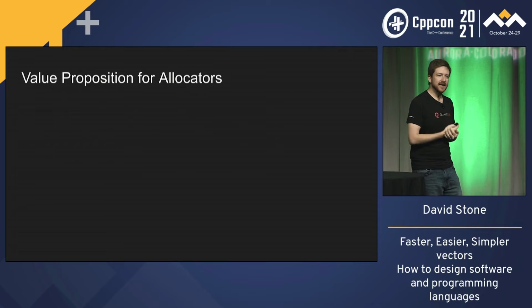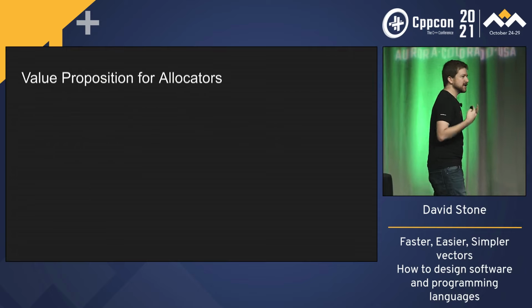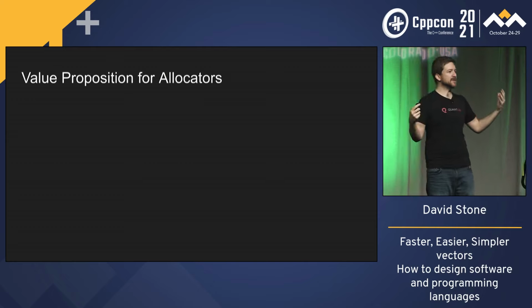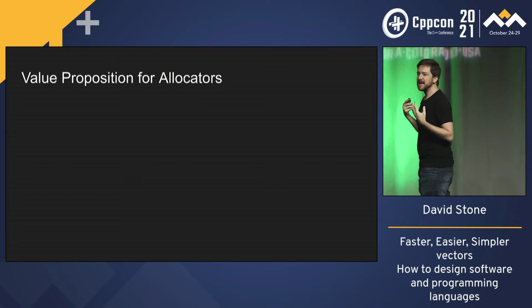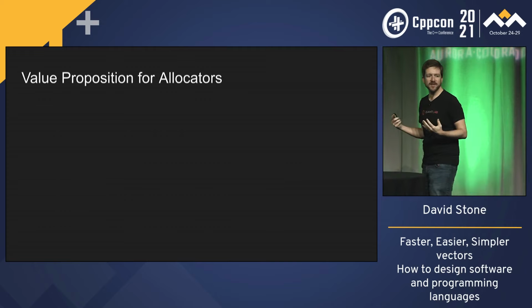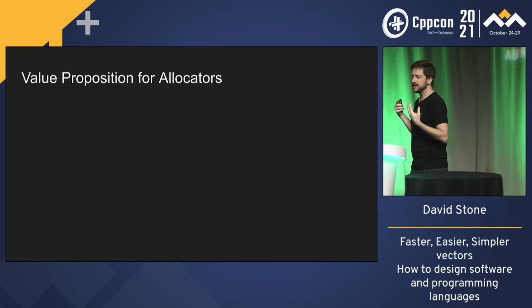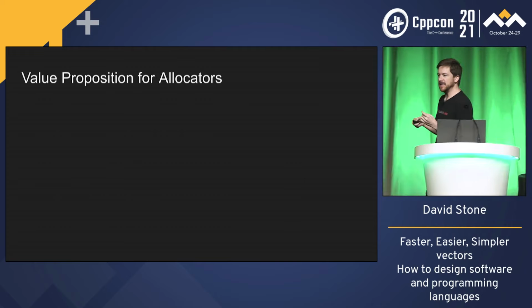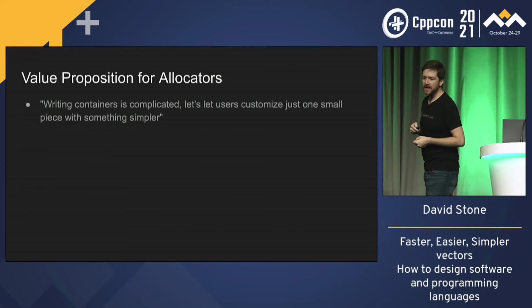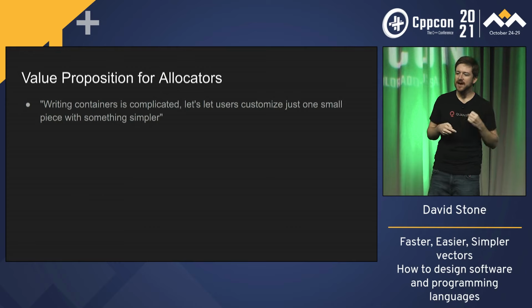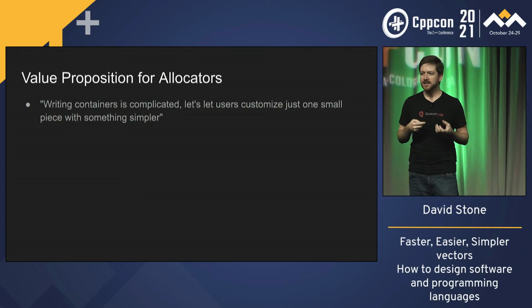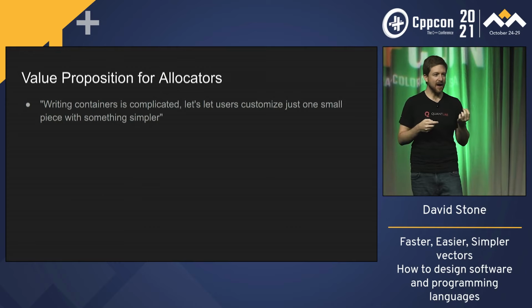So now I want to talk about allocators. When you start saying, okay, there's all these different types of vectors and all these different performance characteristics you can get out of them, it's natural to think, okay, can allocators solve this problem? We already have this designed into the language. Can we press it into service here? So the value proposition for allocators essentially comes down to writing containers is complicated. Sometimes all that users want to customize is how they allocate the memory. So let's just let them customize that one piece.